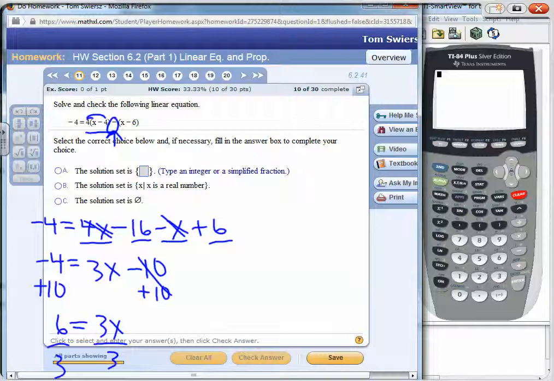Divide by 3 so that we get x on the right side. 6 divided by 3 is 2. Okay, we divided by 3, so the 3s cancel to get x, and 6 divided by 3 on the left side gives us 2. So our answer is x equals 2.